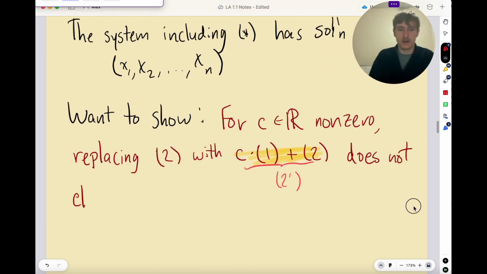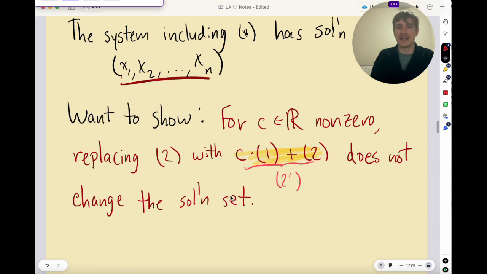Does not change the solution set. In other words, it's going to have the same solution set. The n-tuple right here is the solution set. So again, I'm going to try to formulate it.